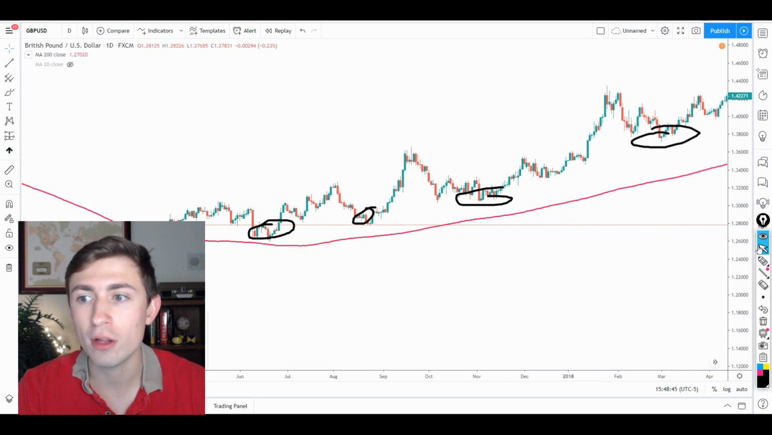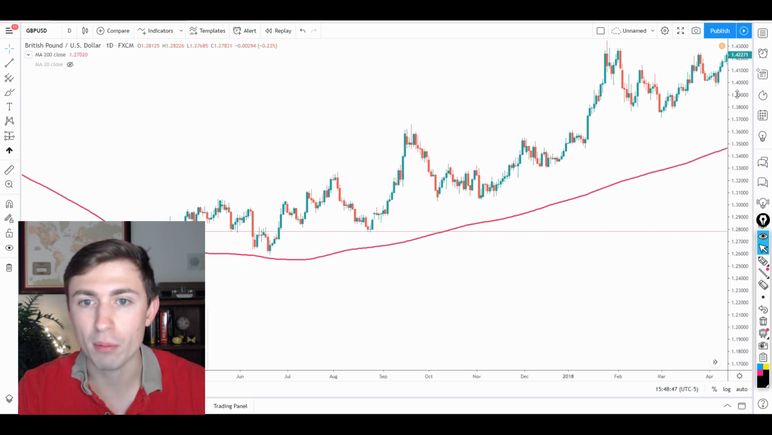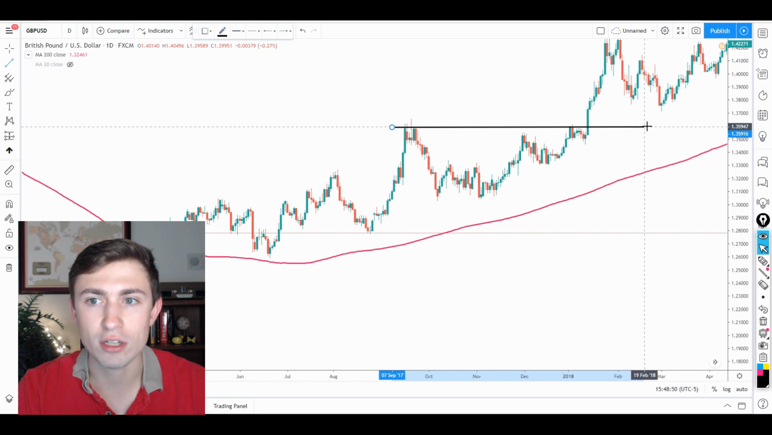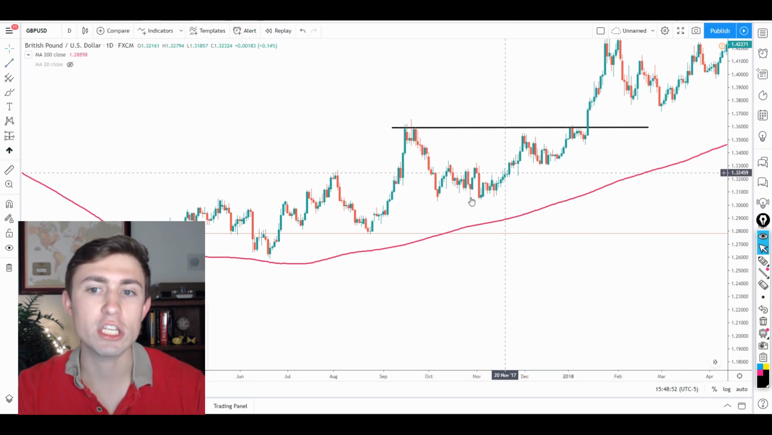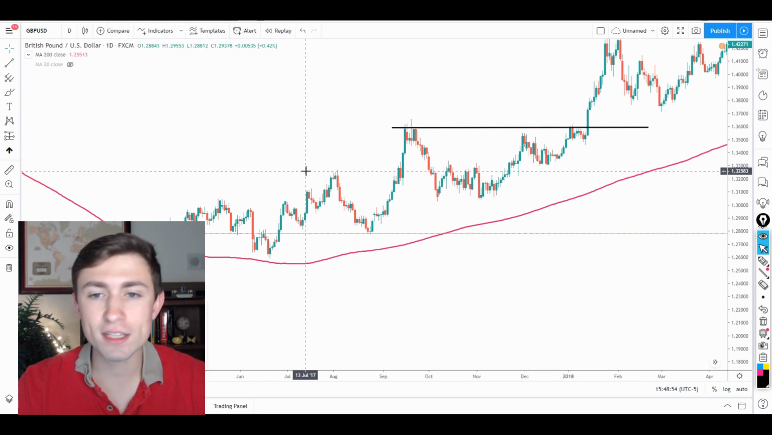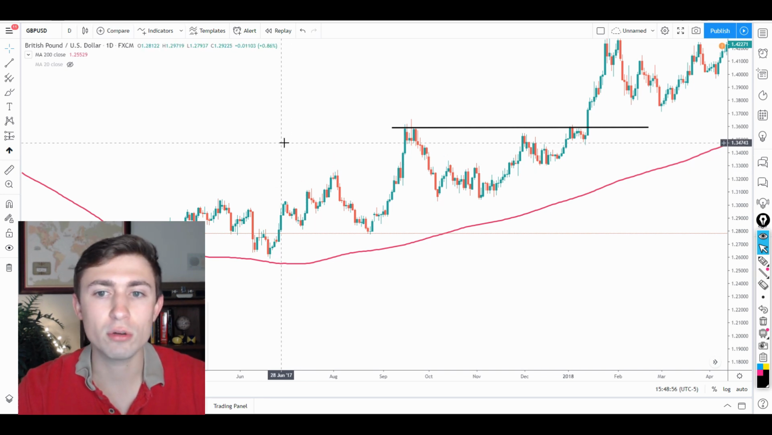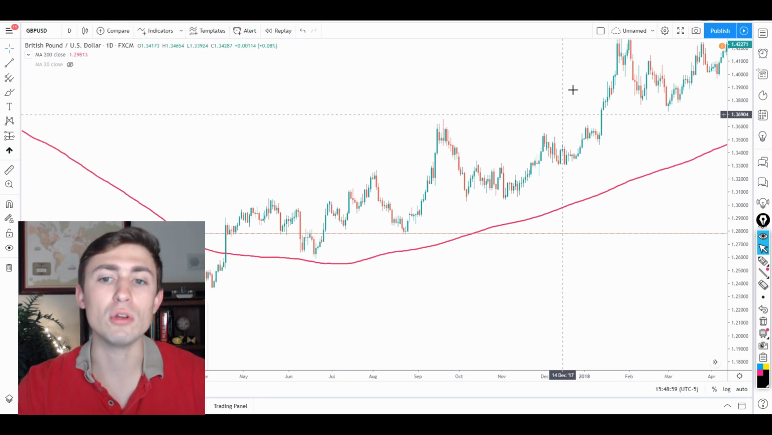You had a beautiful little opportunity for a couple breakouts, right? You could have traded the break of structure levels like this, right? In continuation of this uptrend market. Just a couple of the different ways that you can use it. So that to me is primarily how I'm going to be looking at the 200 period.